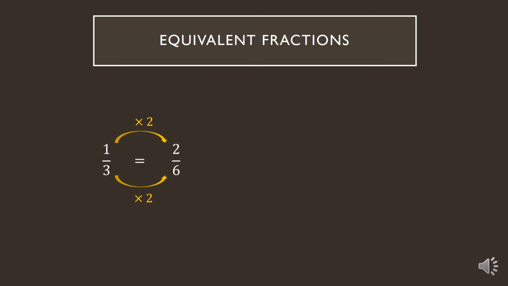So in future, I want you to look at these yellow arrows. Whatever happens to the bottom number must also happen to the top number. So whatever happens to the denominator also happens to the numerator. This is to keep the proportion of the fraction the same.